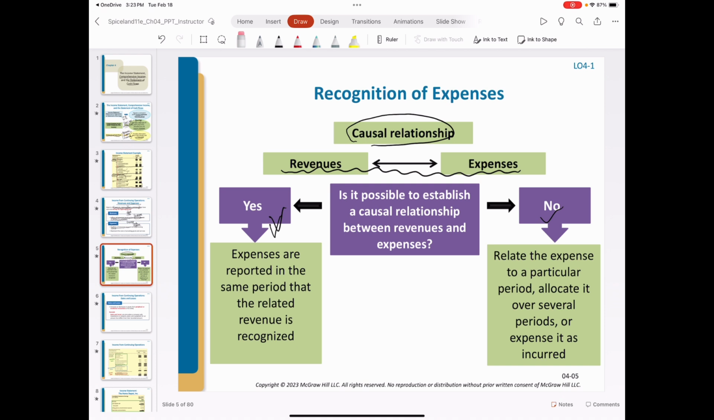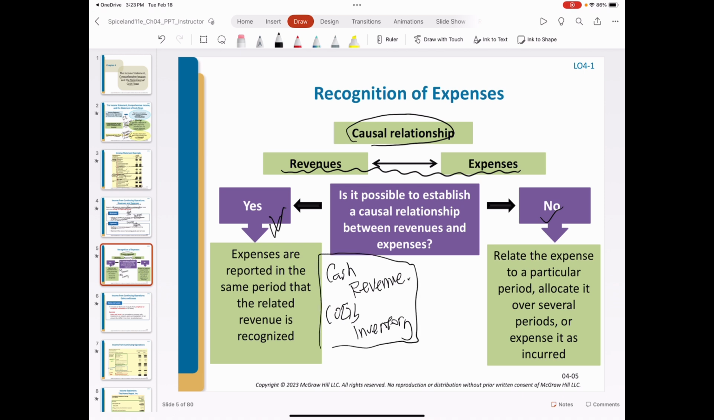For example, a company recognized sales revenue, so we are going to debit, for example, cash and credit revenue. At the same time, we should also recognize cost of goods sold, which is an expense, and credit inventory.